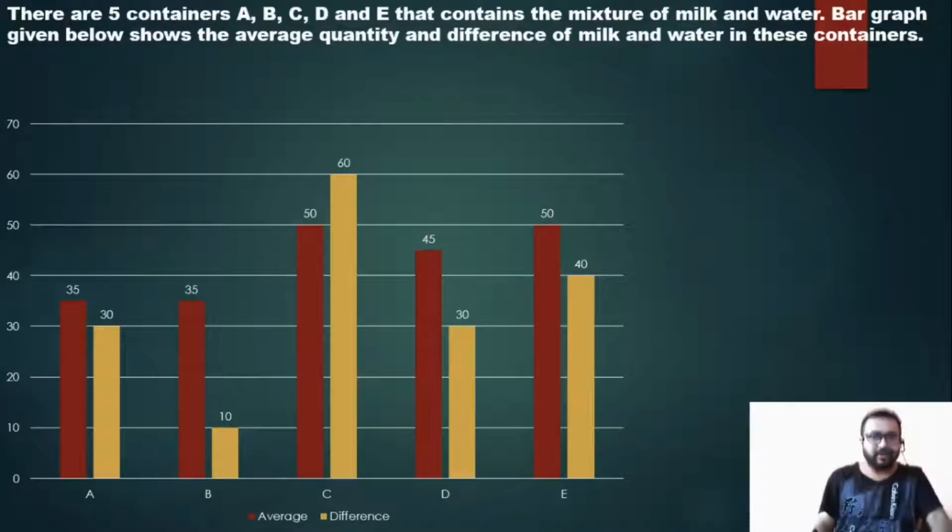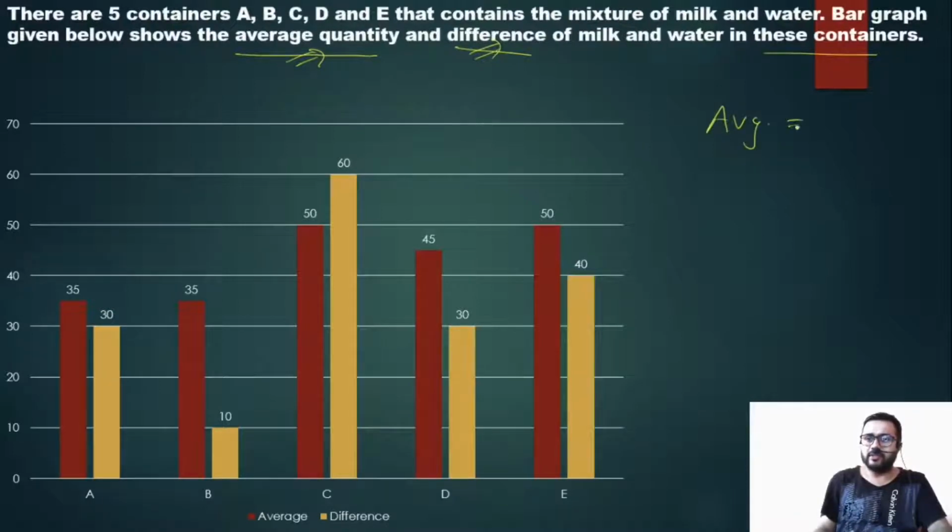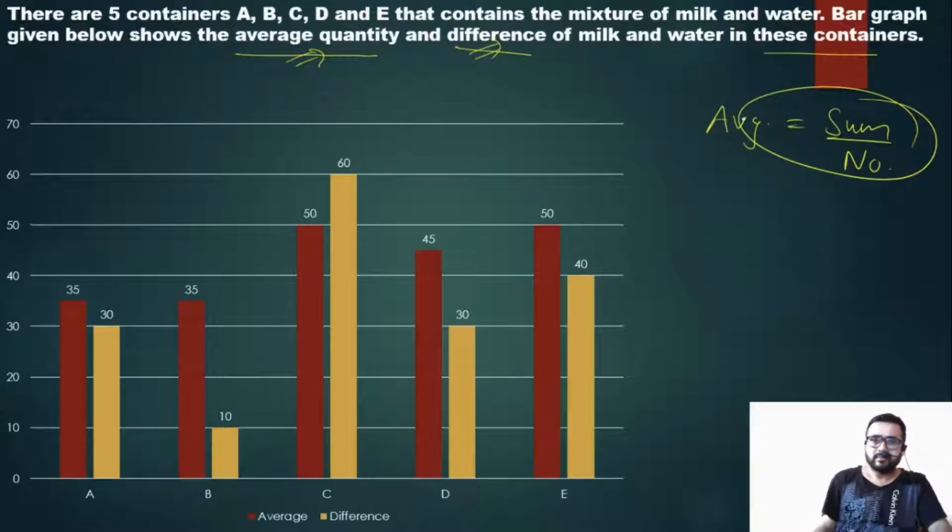What you have actually been given is the average quantity and the difference of milk and water in these containers. So you have been given two things. First of all, the average, and then the difference. What is average? You know, average is sum divided by number, and difference all of you know. Now see, in this container A, this red is your average and this yellow is your difference.